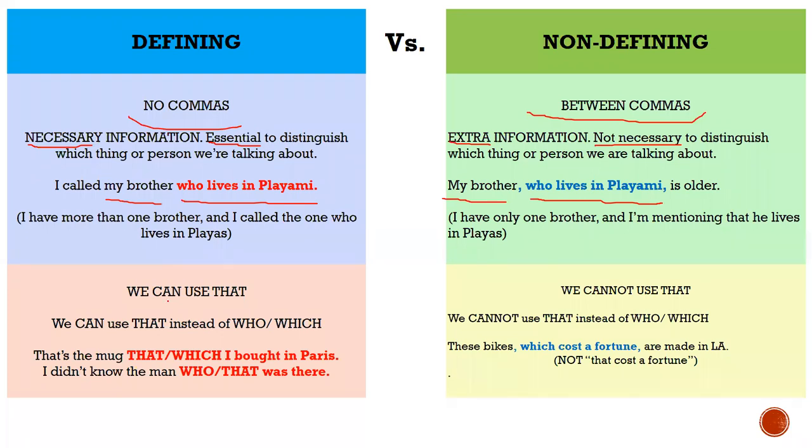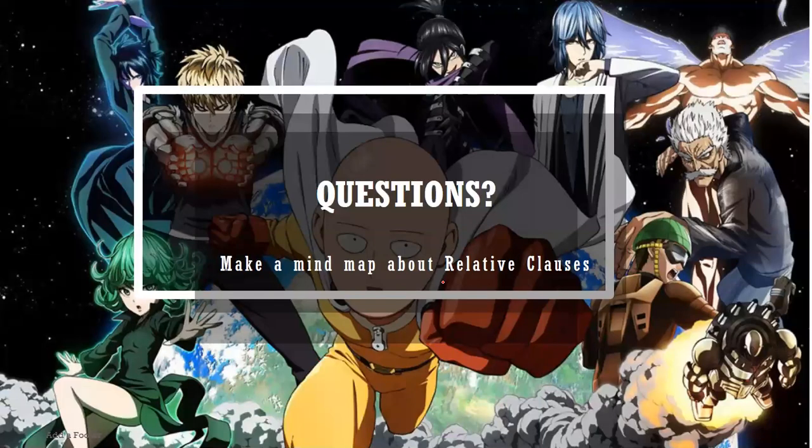All right, and the last one is, well, this is something that you guys saw before, and it is that we can use the relative pronoun that to replace who or which, right? But this can only be done in defining relative clauses. This cannot be done in non-defining. Okay, so make sure you remember that if you want to use a non-defining relative clause, you cannot use that. It is okay to do it in defining, but not in non-defining. All right, and that brings us to the end.